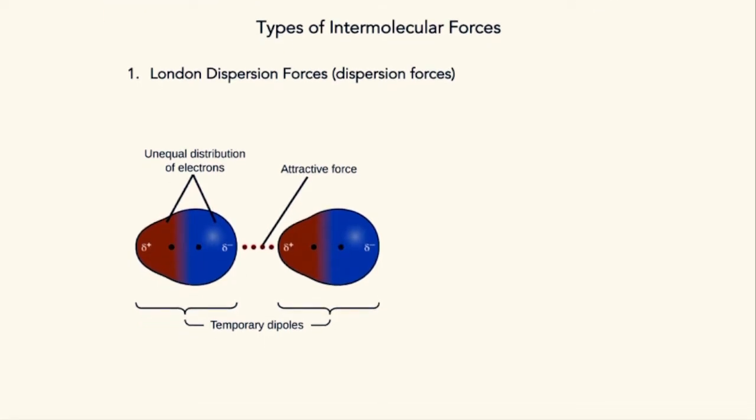So let's dig in and start talking about the types of intermolecular forces. There are going to be 3 types of intermolecular forces that we talk about. The first is the most common one. The first type is called a London dispersion force, or you may see them called just dispersion forces. They are present in every liquid and solid substance.